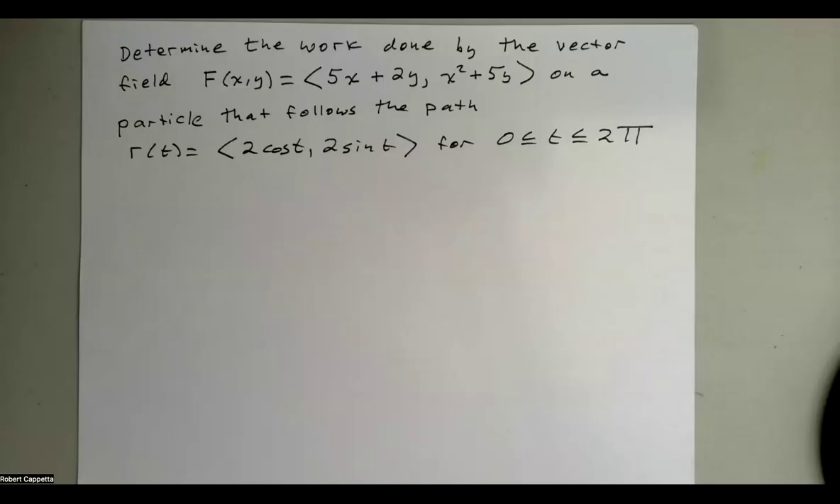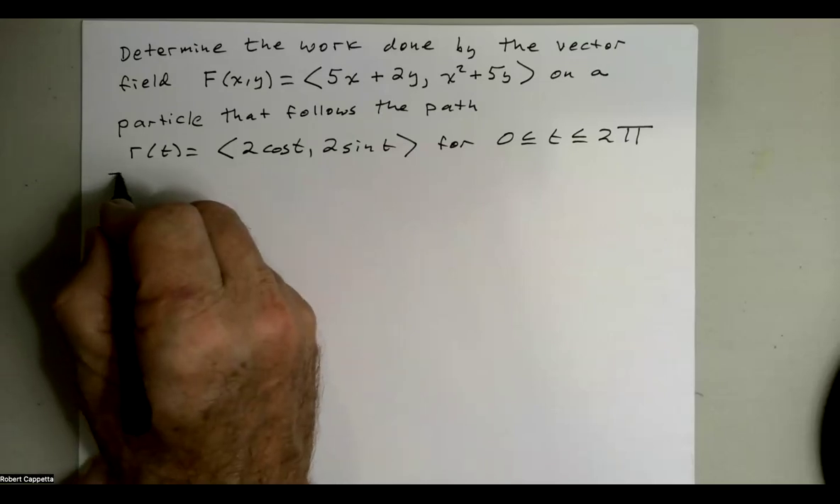We want to determine the work done by the vector field F(x,y) = ⟨5x + 2y, x² + 5y⟩ on a particle that follows the path r(t) = ⟨2 cos t, 2 sin t⟩, for 0 ≤ t ≤ 2π.